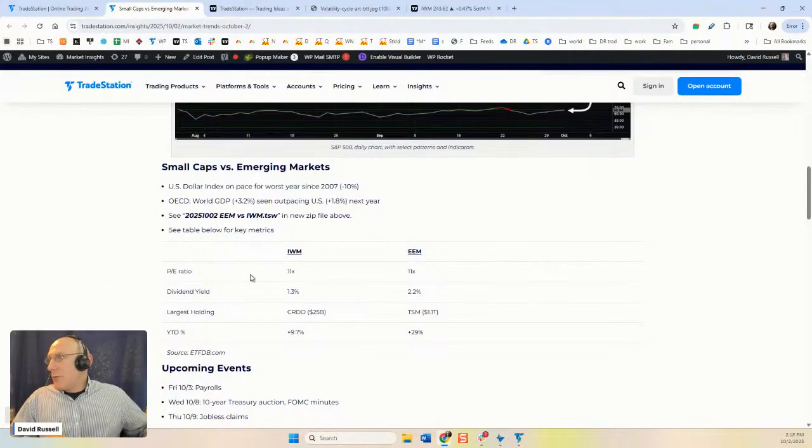Now, I'll also just mention very quickly, the PE ratios are comparable. The dividend yield is higher for emerging markets. And what's also interesting is it holds much bigger companies. Your Russell small caps has some very strong outperformers, but the biggest company in there is 25 billion. Well, in emerging markets, there are multiple companies that are much bigger, like Taiwan Semi, which is over $1 trillion. So you have these other companies out there.